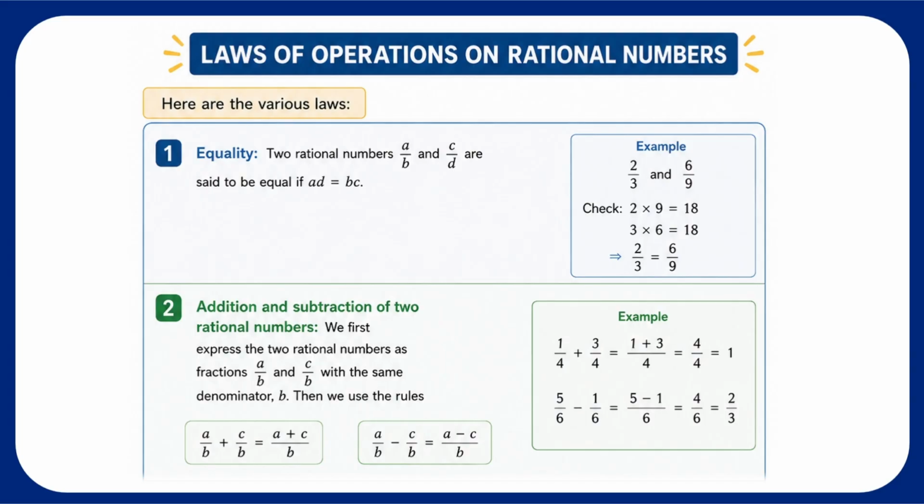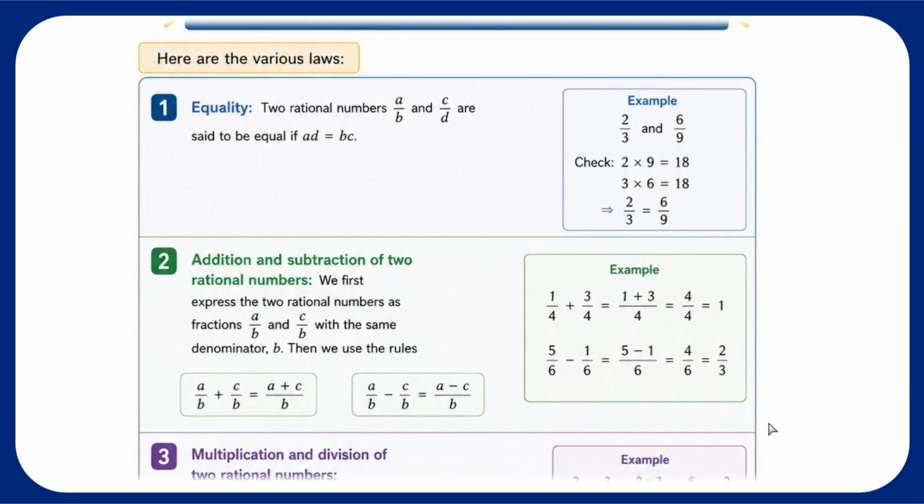Addition and subtraction of two rational numbers. So when we are adding or subtracting two fractions, we need to ensure that both of the denominators are just the same. So we first express the two rational numbers as fractions a over b and c over b with the same denominator b. So we use the rules a over b plus c over b equals a plus c over b. We copy the denominator while we add the numerators. So when we are subtracting fractions, we just copy the denominator and we subtract the numerators. So we have to ensure that the denominators are common while we add and subtract fractions.